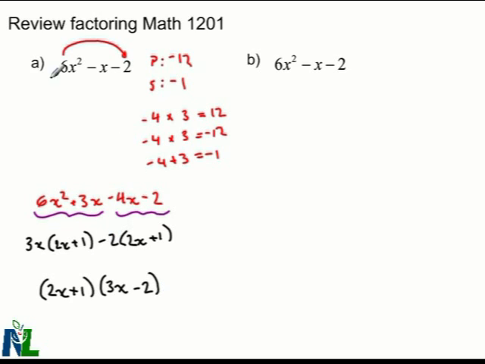Thus giving me the factored form of 6x squared minus x minus 2 to be 2x plus 1 times 3x minus 2.